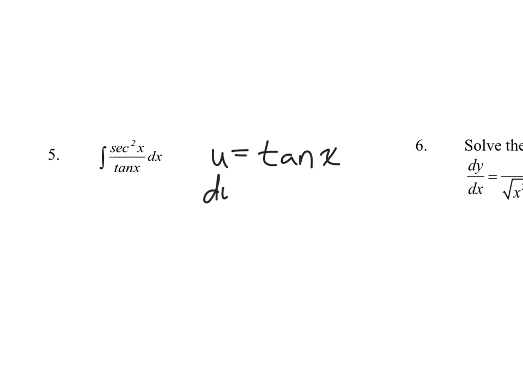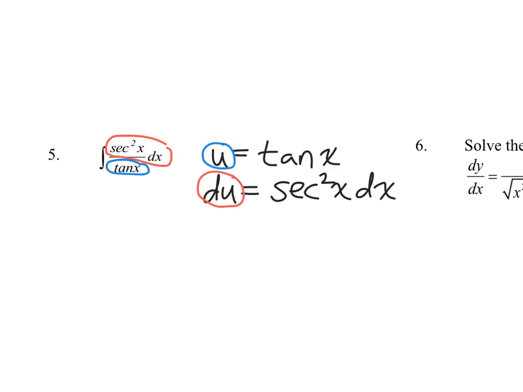So du equals secant squared x dx, and that's a clean substitution. All right, here, secant squared x dx, we can replace that with a du. On the bottom we have a tan x, which is going to get replaced with just a u. So we're looking at really du over u. You could rewrite that as the integral of 1 over u du.